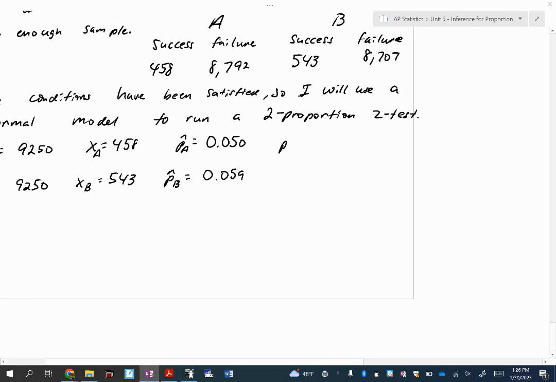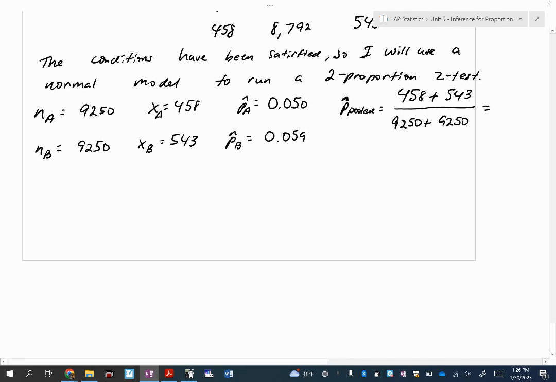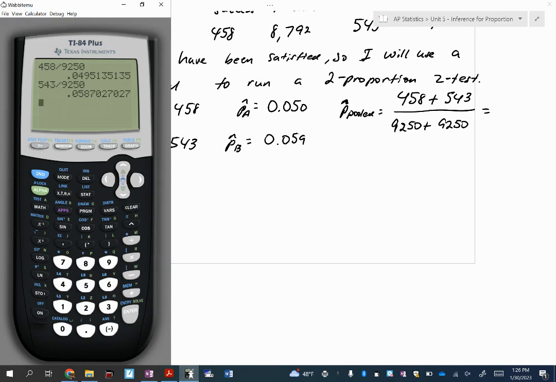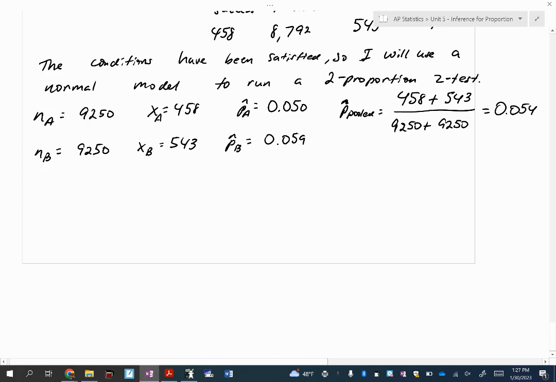All right, don't forget about the p-hat pooled here. We are doing a test of two proportions, so we do need to pool these together. Do 458 plus 543 over 9,250 plus 9,250. I want to write my work, so let's just do it. So we've got 458 plus 543 divided by 9,250 plus 9,250. All right, so here's our pooled p-hat, which is 0.054. So that's what I'll be using in my denominator for my test to find my z-score.